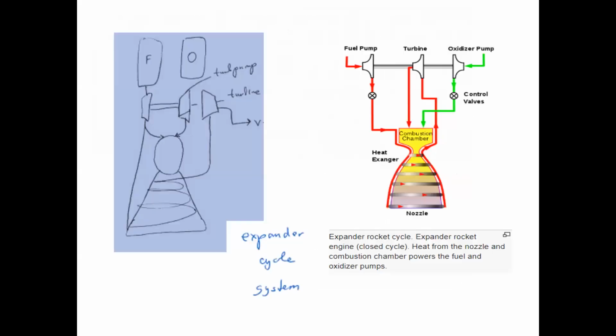Another type of system is your expander cycle system. In this, you can see the fuel is used to cool down the nozzle, and it acts like a heat exchanger. The gas which is produced is sent to the turbine, and that then sends it to the combustion chamber. So it's basically a closed cycle for this kind of system. You can see the control valves shown here for pumping the fuel as well as the oxidizer to the combustion chamber.